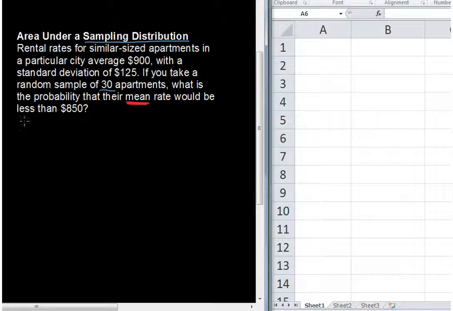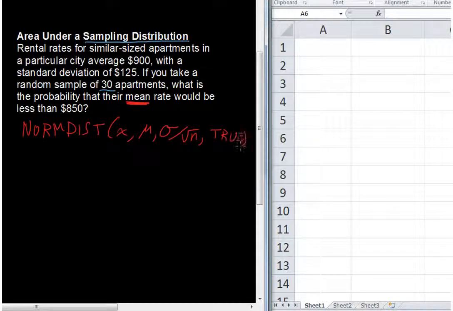And all it is, is this. We're going to use the NORM.DIST function: NORM.DIST, and then you've got x, the value in question. You've got the mean. You've got the standard deviation. But wait, when we're talking about the probability that the mean is above or below or between two numbers, we're going to use the standard deviation, sigma, divided by the square root of the sample size, n. And then we'll say true, because we always do true with the normal distribution. Now, what does that mean?